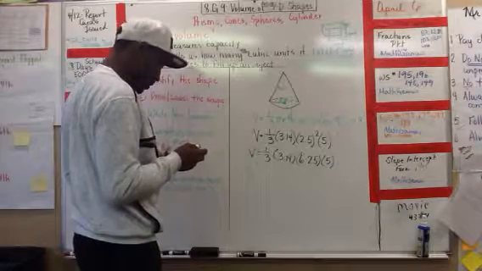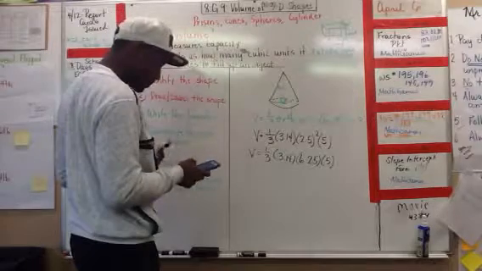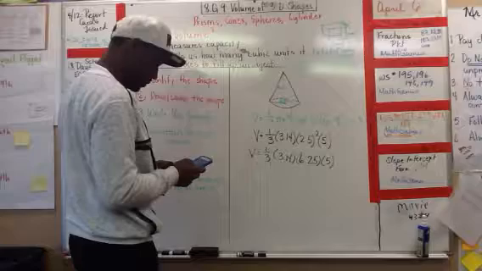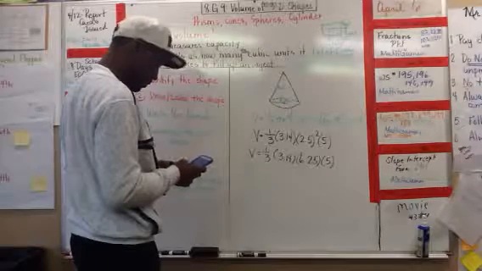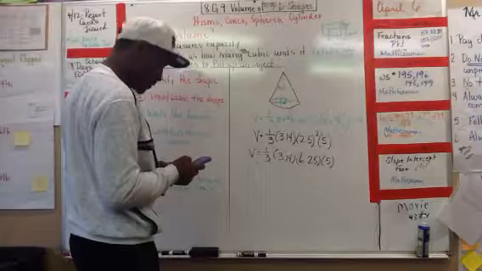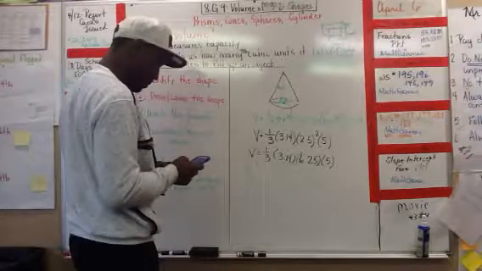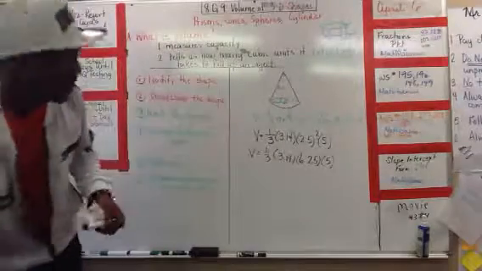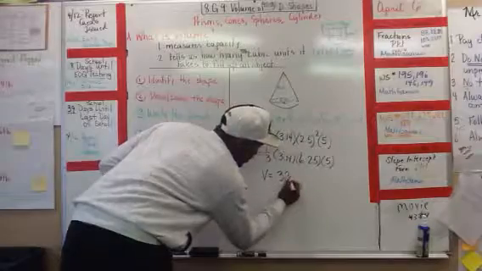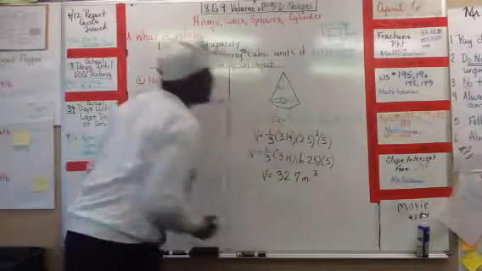All right, I get 98.1 divided by 3. V equals 32.7 inches cubed, or cubic inches.